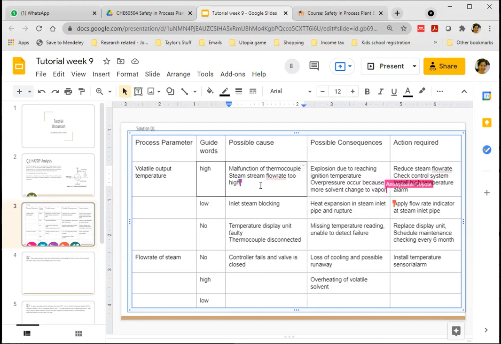Okay, so the possible consequences: I would suggest you avoid using the word explosion, but use runaway situation in safety. It's not necessarily that you go to explosion, but sometimes it can just be hiccups, runaway situations. So not necessarily it leads to explosion. So, situations due to high temperature.